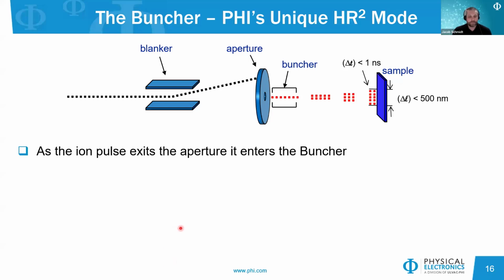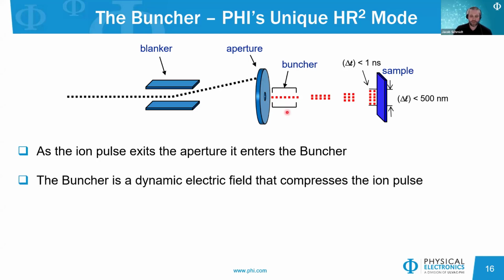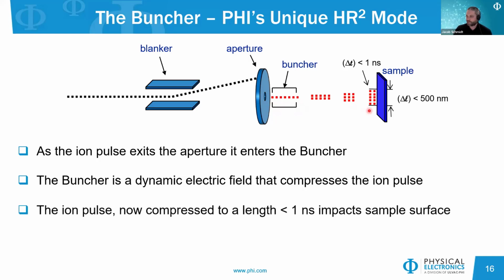So to describe that buncher a little bit more, as the ions exit through the aperture, they enter this buncher device. This buncher is a dynamic electric field that will compress the ion pulse. It does this by slowing down the leading edge of the ion pulse, speeding up the tailing edge of the ion pulse to create a tighter ion packet. This is now compressed to a length of less than 1 nanosecond as it impacts the sample surface, meaning all of the ions in this ion packet will hit the sample in less than 1 nanosecond.